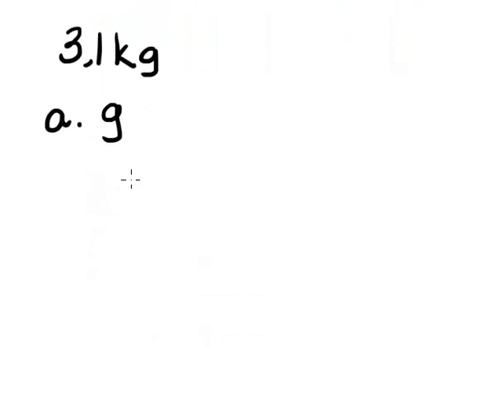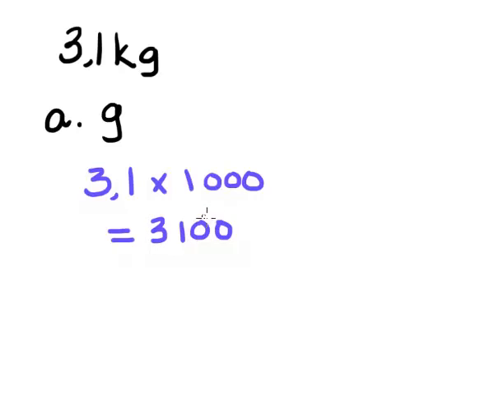So we're going to go 3,1 times by 1000, and that gives you 3100. Got to move it by 3 decimal places, so it's 1, 2, 3. So it's 3,100 grams. And now let's convert the same kilograms, but this time let's convert it to milligrams.